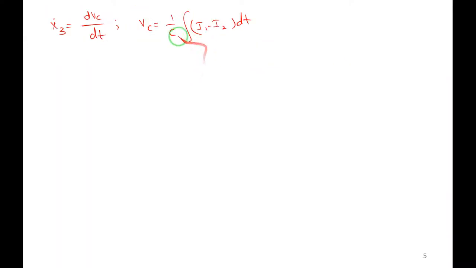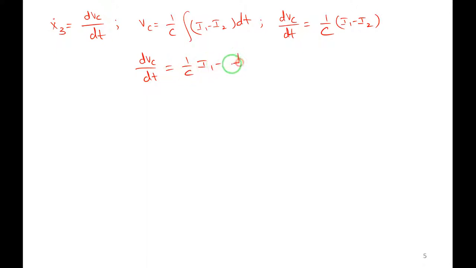Okay. Then next I want dVC by dt, so I have to take differentiation. Let me proceed here. dVC by dt is equal to 1 by C, this integration will vanish, so I'll be getting I1 minus I2. So dVC by dt is equal to 1 by C into I1 minus 1 by C into I2. What is dVC by dt? It is nothing but x3 dot.